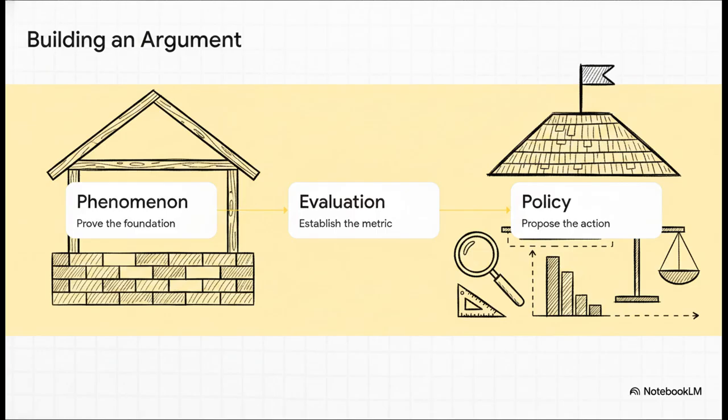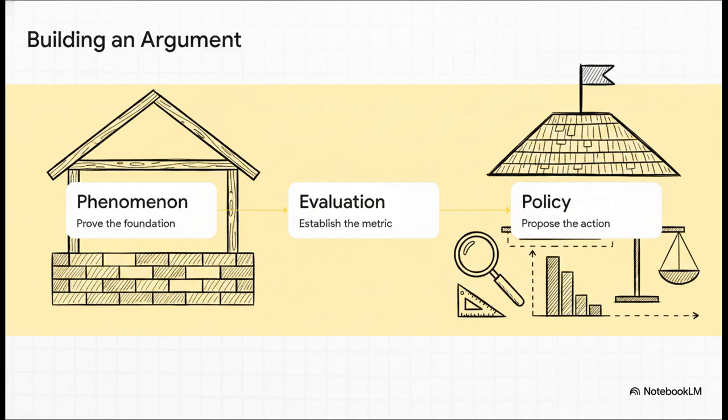So the real secret here is understanding how to take these 3 isolated blocks and stack them together. Because honestly, in college-level writing, you rarely ever just use one. Look at how this sequence builds. Step 1, prove the phenomenon. You lay the foundation by proving the problem even exists. Step 2, establish the evaluation. You build the framework by setting your metrics and judging the impact. And finally, step 3, propose the policy. You put the roof on by demanding action.